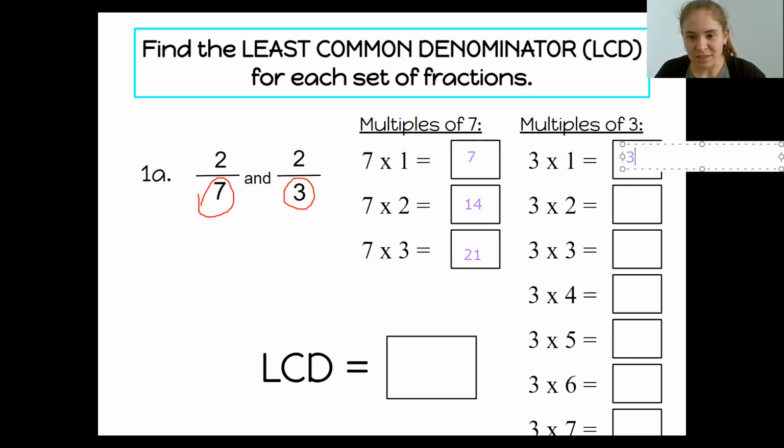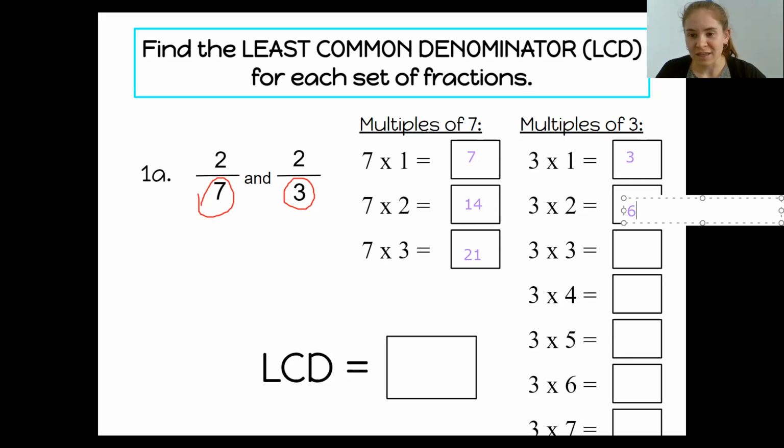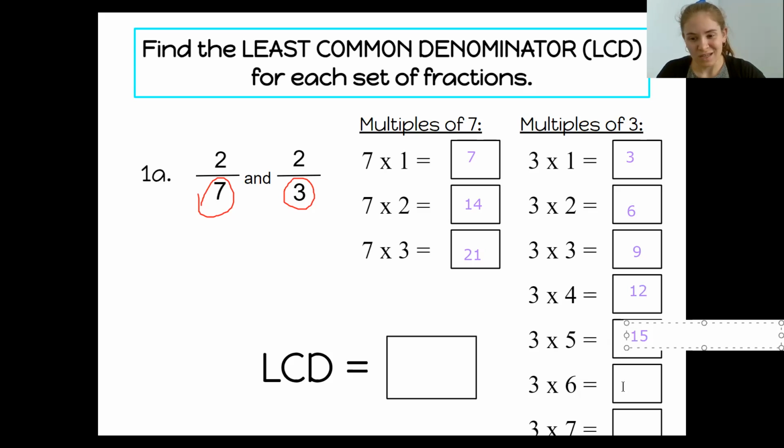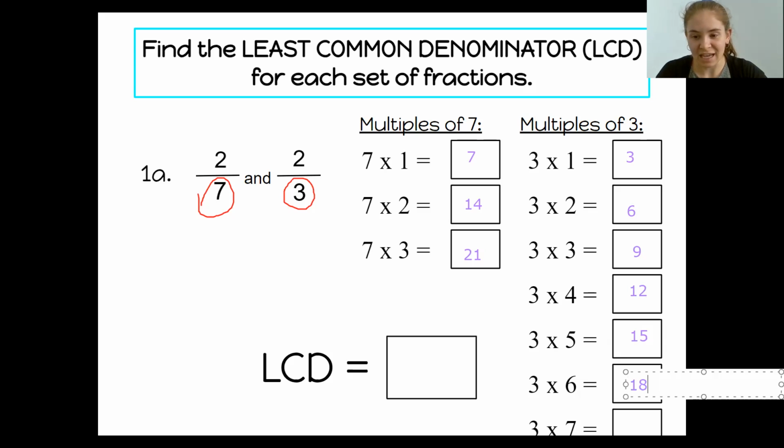Okay, so we know 3 times 1 is 3, 3 times 2 is 6. So far, nothing matches, right? We don't have anything that's the same in both columns. 3 times 3 is 9, 3 times 4 is 12, 3 times 5 is 15. Still no matches. 3 times 6 is 18, 3 times 7 is 21. So in this case, the only thing that matches is this one where we multiplied the two denominators together, right? 7 times 3 is 21, and there's no smaller number that's the same.